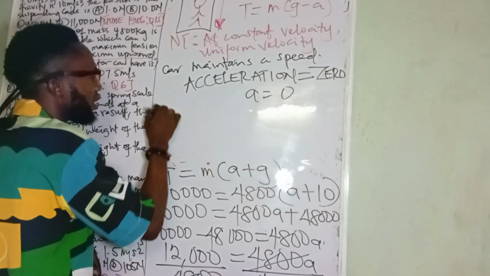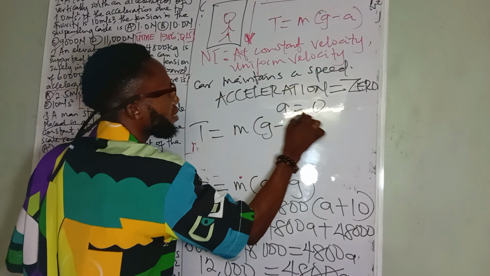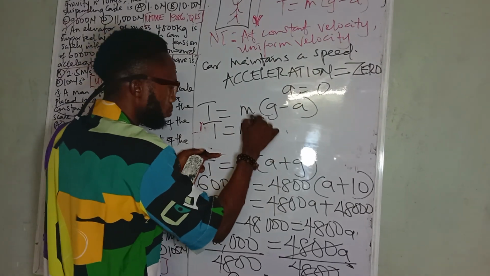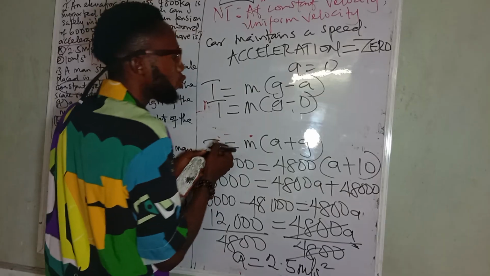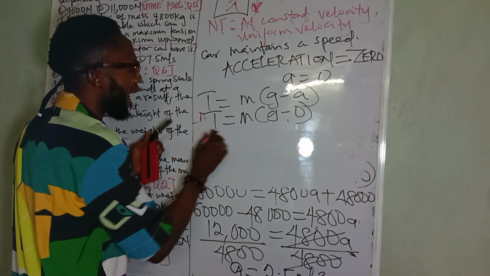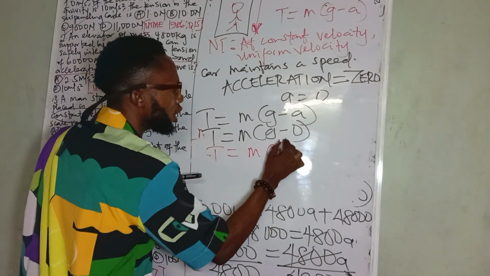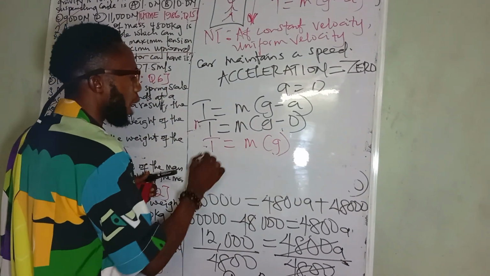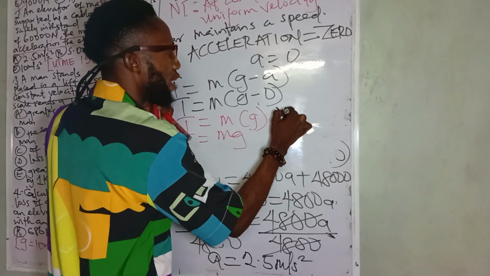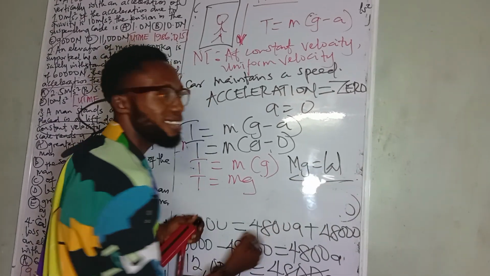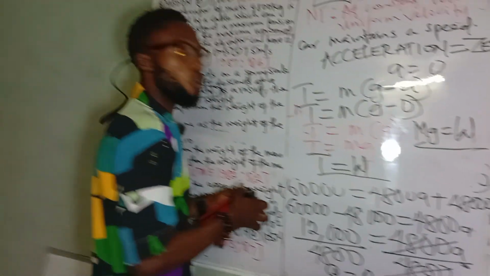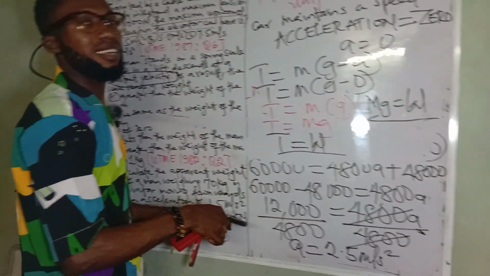Downward. So we have this formula, T = M(G minus A). So if your A is equal to 0, what will that simply mean? It means your T is equal to M(G minus 0). So when you have G minus 0, what will that give you? So you will have T equal to M into bracket G. So what we have? Mg. Don't forget that Mg is the formula for weight. So that means the tension in this thing will be equal to weight. So the weight of the man will be equal to the tension in the string, in the spring scale.